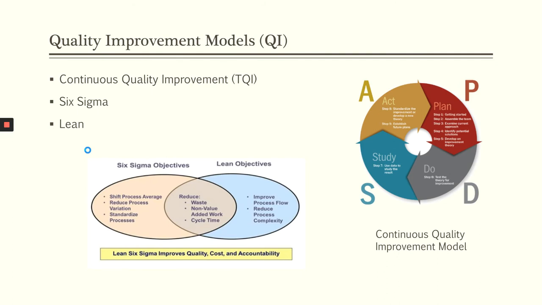Now that we've discussed three major evidence-based practice models, let's look at some quality improvement models. And again, there are several of them, but these are the three major ones that you will probably hear about the most. The first one I'm going to look at, in fact, I've got two combined here, but I'm going to start at the middle here. I'm going to start with Six Sigma. This was developed by Motorola in the 1980s.